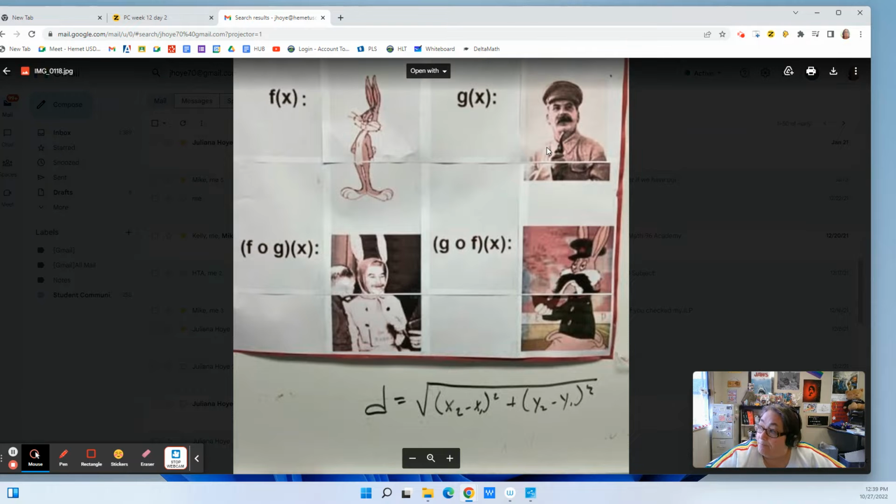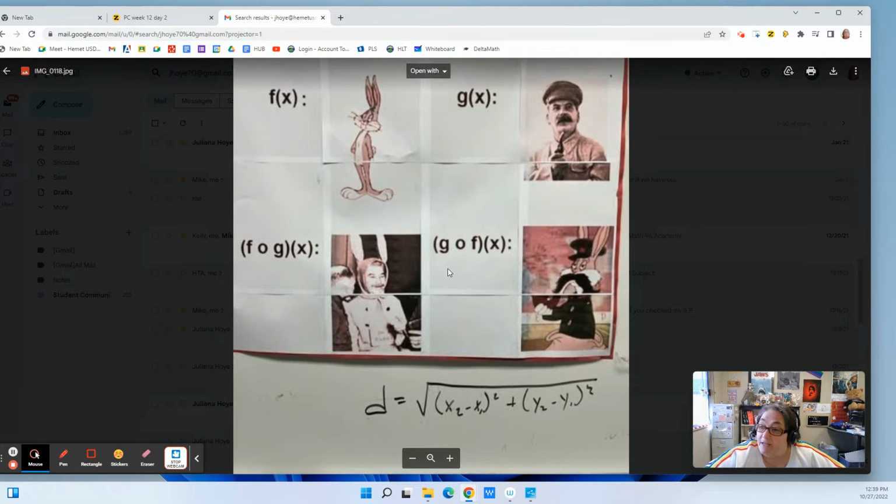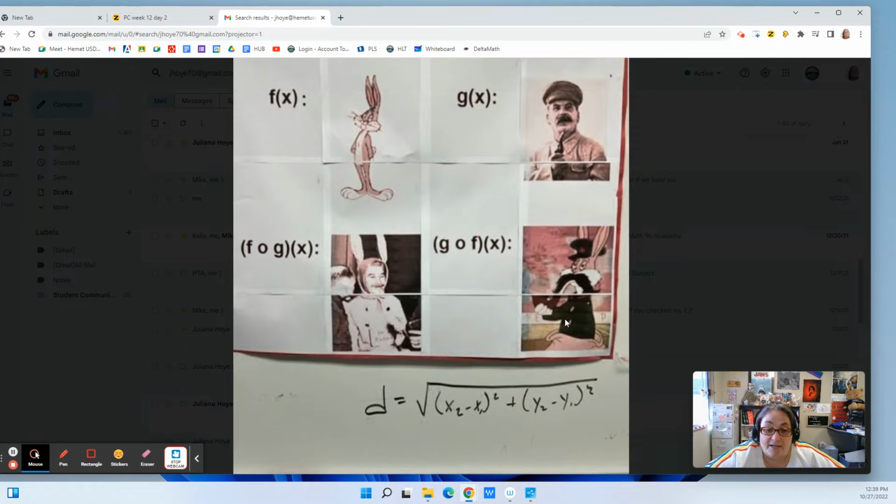So in this case, I am plugging Stalin into Bugs Bunny, right? And if you look at this one, I've got g of f of x, and I'm plugging Bugs Bunny into Stalin, right? And that's basically all we're really going to be doing with this math. I'm going to get two functions. It'll be f of x and g of x, or g of x and h of x, and we can call it anything we want.